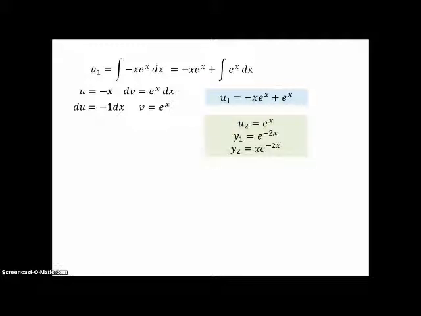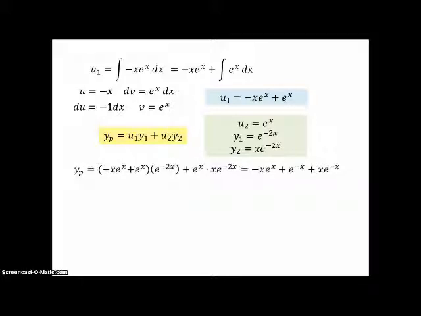Now just to review, here are all our pieces then. u1, u2, y1, y2. And there's our formula for y sub p, the particular solution. And plugging in and simplifying, we end up with, looks like those cancel, and we just get e^(-x). And so then we have the particular solution plus the complementary solution to give us our final general solution.